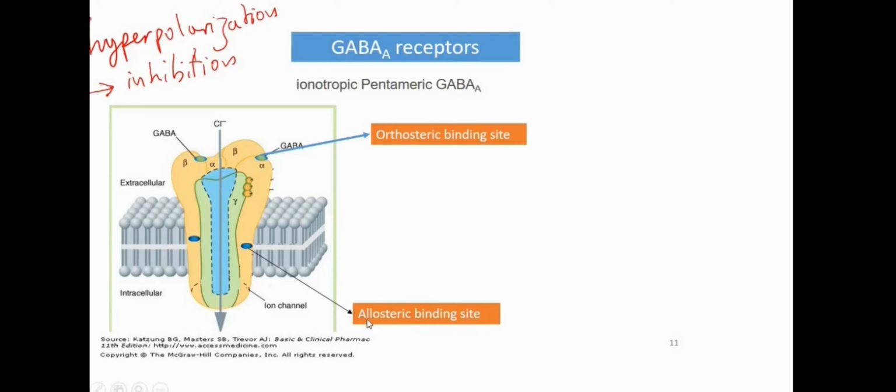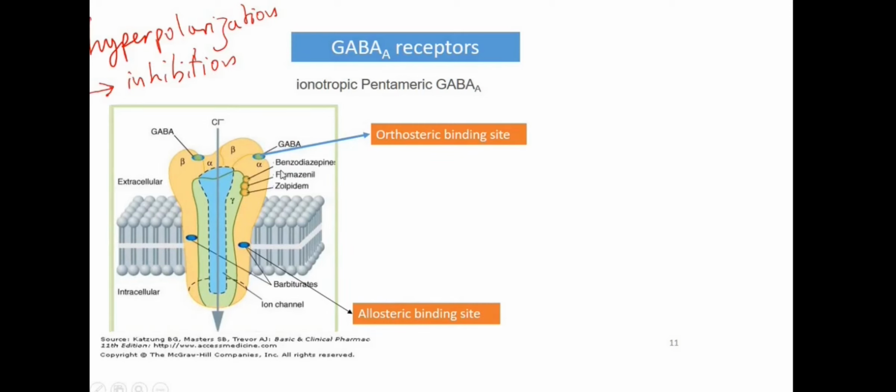These allosteric sites might be a barbiturate receptor or they might be a benzodiazepine receptor. The benzodiazepines act on specific benzodiazepine receptors, which are known as allosteric binding sites. Benzodiazepines, once they bind to these receptors, produce an action as you will see later.